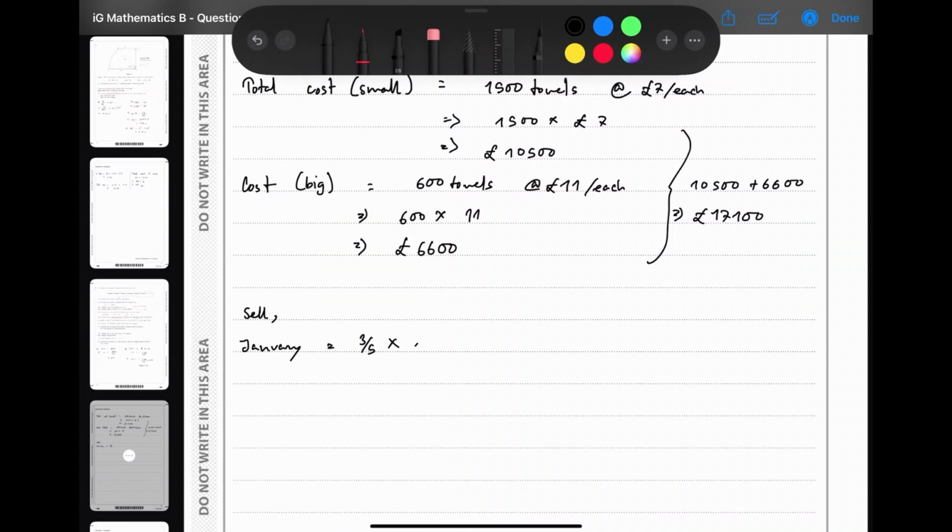For the revenue generated by all the sales in January, they sell 3/5 of the 1,500 small towels and 95% of the large towels. This comes up to 900 small towels and 570 of the large towels sold.